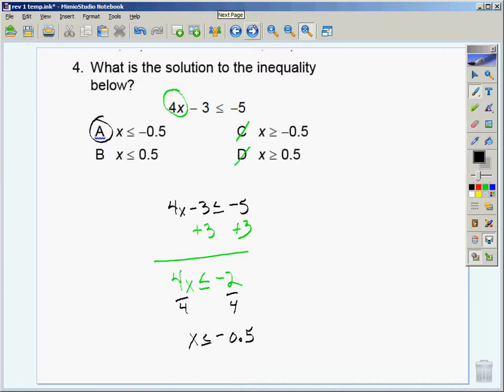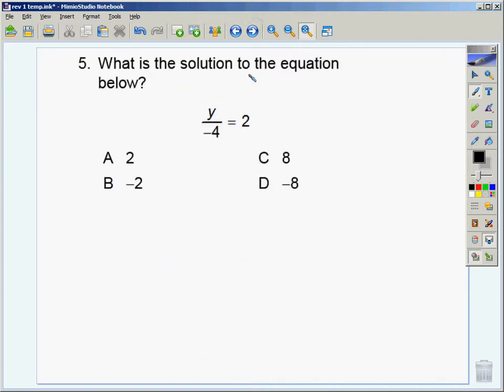Questions? Number 5, you simply would have had to multiply both sides by a negative 4. These would have canceled out, leaving me y equals a negative 8.